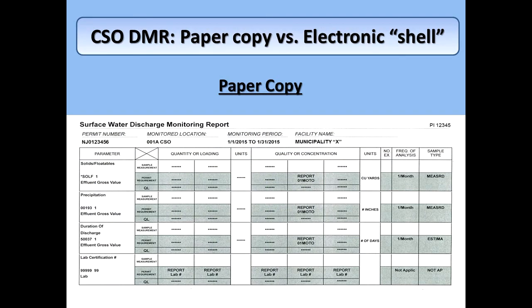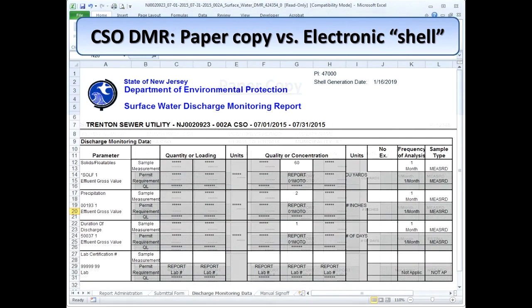In providing you with an idea on how similar the electronic CSO DMR shell is to the paper copy of the form, here is the paper copy. And here is an example of an electronic shell downloaded from the NJDEP electronic MRF submission service. As you can see, the electronic shell is a close replica of the DMR in paper form.